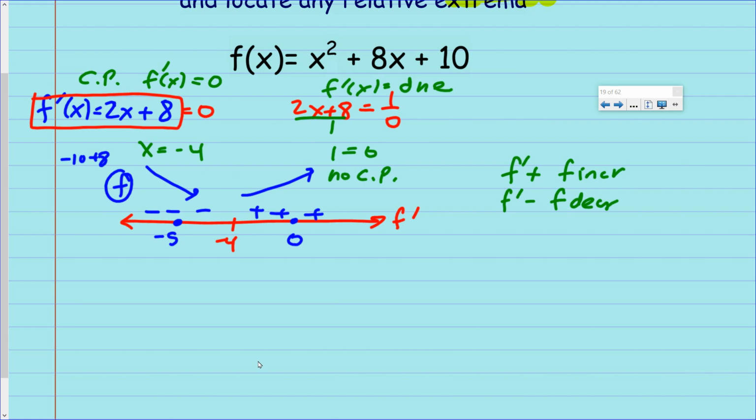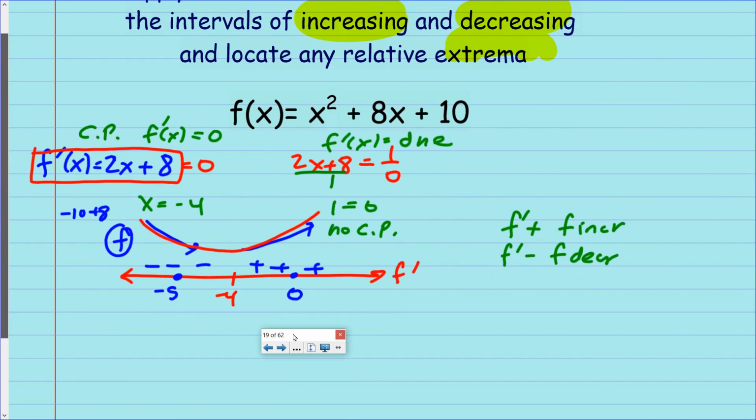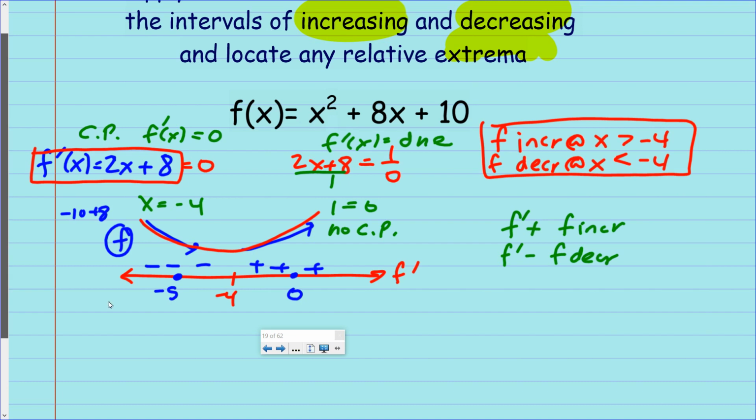So guys, if I drew my f, do you see f looks like that, like if I connected it together? So what do I know about f? Let's think about all the questions they've asked me. The first question is, when am I increasing and when am I decreasing? Do you see f is increasing at x greater than negative 4, and f is decreasing at x less than negative 4. There's my answer for intervals of increase and intervals of decrease. Does that make sense? You just look at this picture.